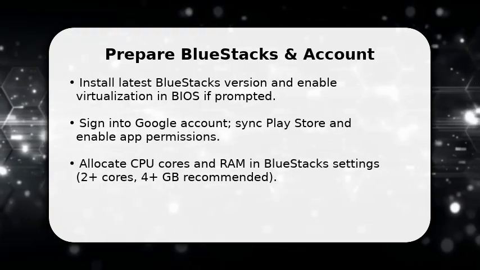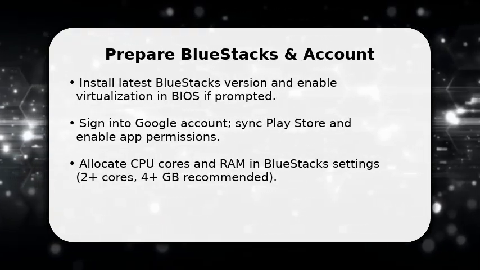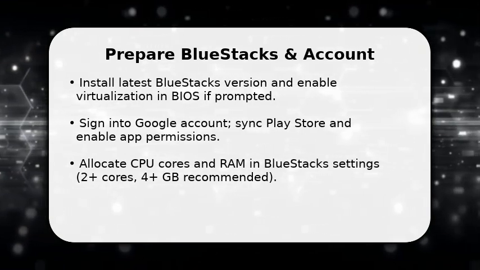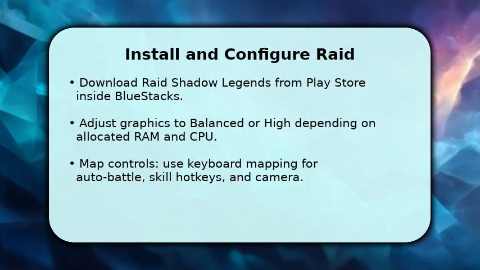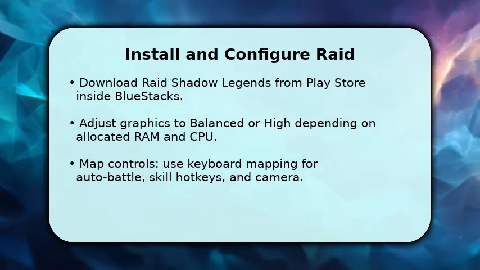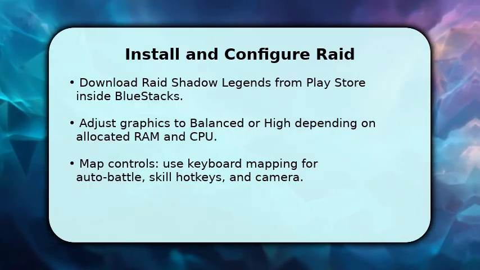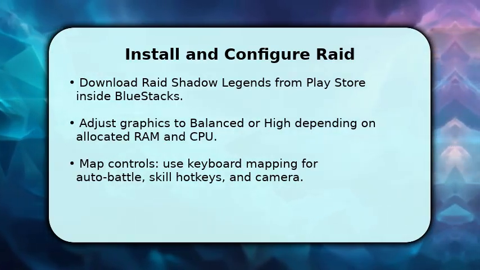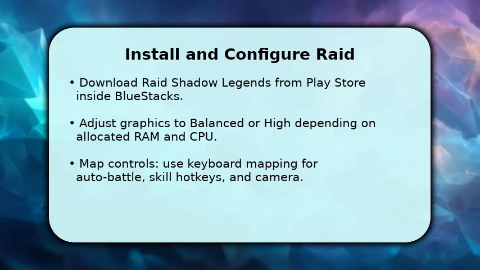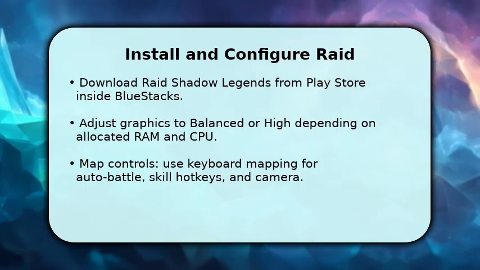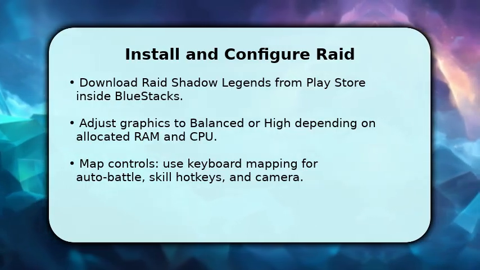Set at least 2 CPU cores and 4 gigs of RAM, because Raid Shadow Legends demands steady resources for smooth gameplay. Once Bluestacks is ready, install Raid Shadow Legends from the Play Store inside the emulator and launch it. After the initial load, go to Bluestacks display settings and pick balanced or high graphics based on the RAM and CPU you allocated. Higher settings improve visuals but may reduce FPS.